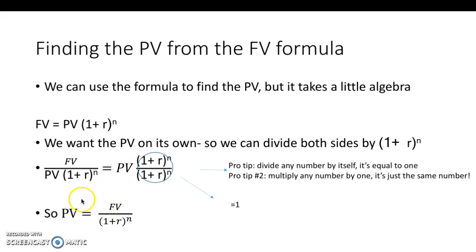Now if we turn that around a bit, because usually we like our landing pad to be on the left-hand side, that means that the present value is equal to the future value on (1 + r)^n. So we got there. We worked it out.